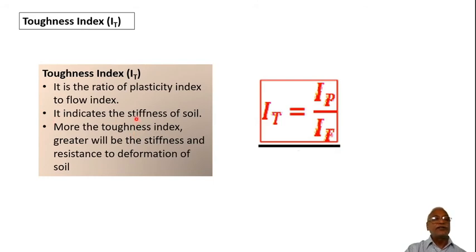So it indicates the stiffness of the soil. Toughness index obviously indicates the stiffness of the soil. More the toughness index, greater will be the stiffness and resistance to deformation of the soil. That is what is indicated by toughness index.